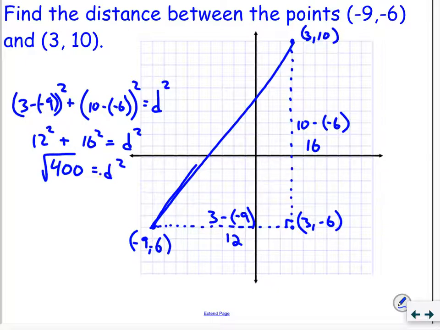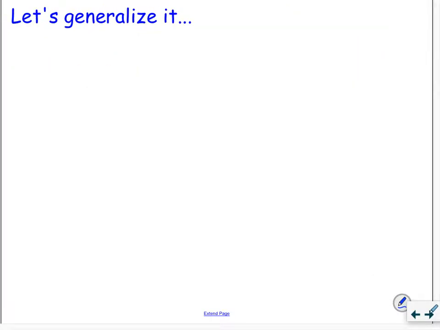And then if we take the square root of both sides to undo, we're going to get that d equals 20. So the distance there is 20. And that's good because it's 20 units, where each unit is the width of one box on my grid. So this way, no matter what size grid you have, it's going to be 20 units long. So can we generalize that a little bit?